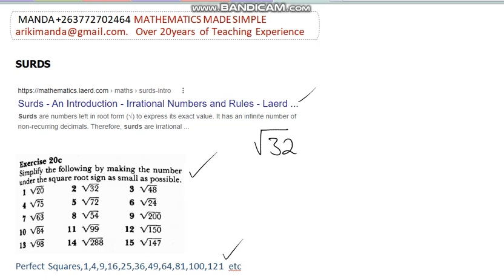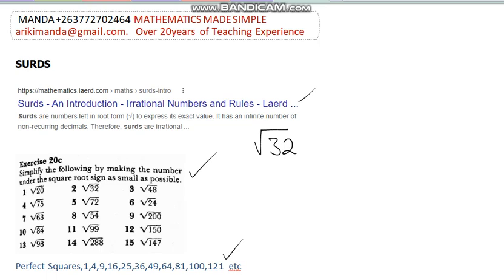I'll give you an example. 1 times 1 will give us an answer 1. That answer is a perfect square, which is a 1. 2 times 2, the answer is 4. So 4 is a perfect square. 3 times 3, we get 9. 9 is a perfect square. 4 times 4, we get 16. 16 is a perfect square. 5 times 5, we get 25. 25 is a perfect square. In other words, a perfect square is a result of two identical numbers multiplying. Take note of that.